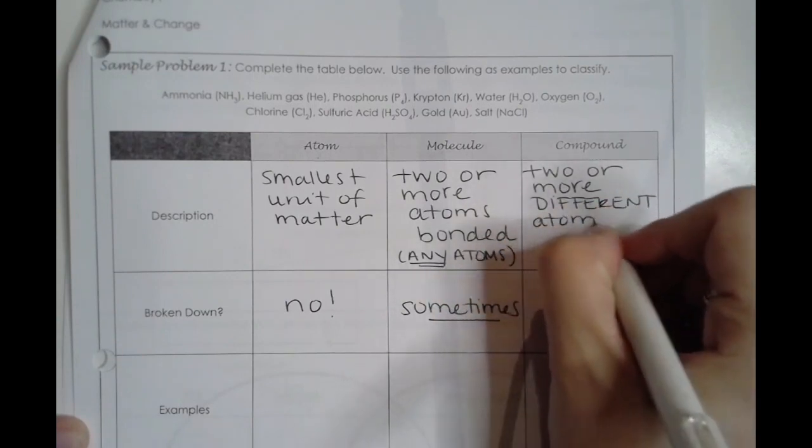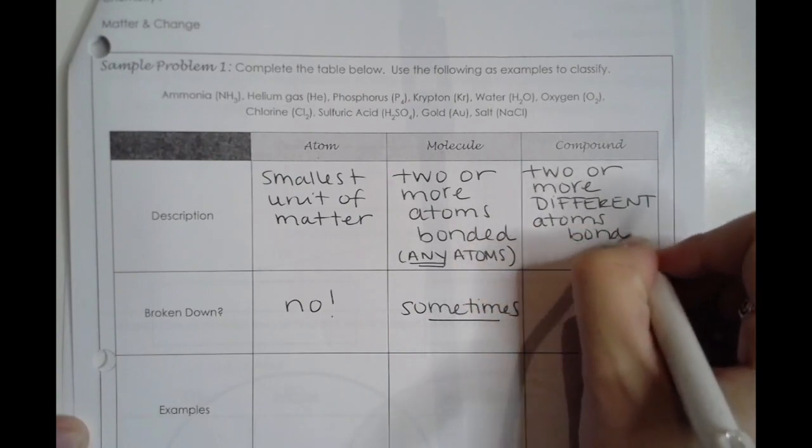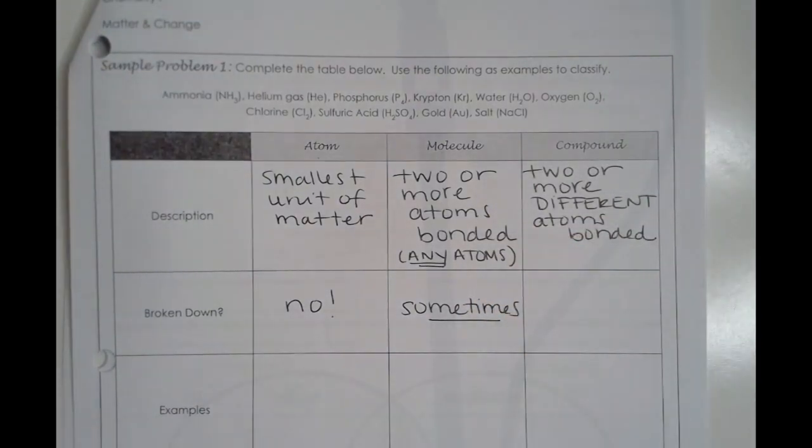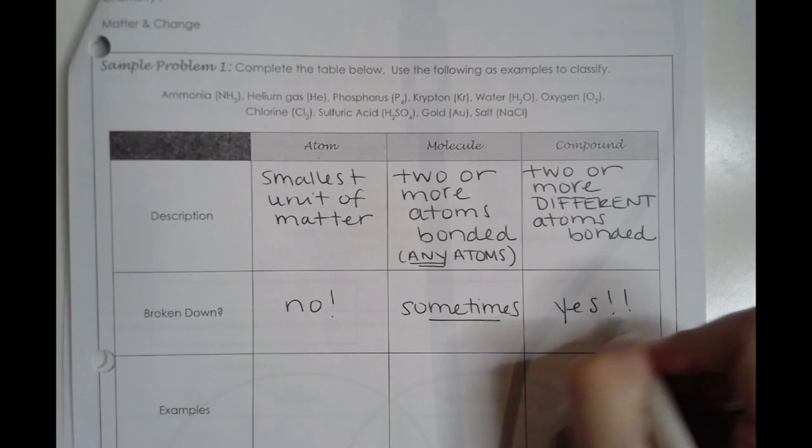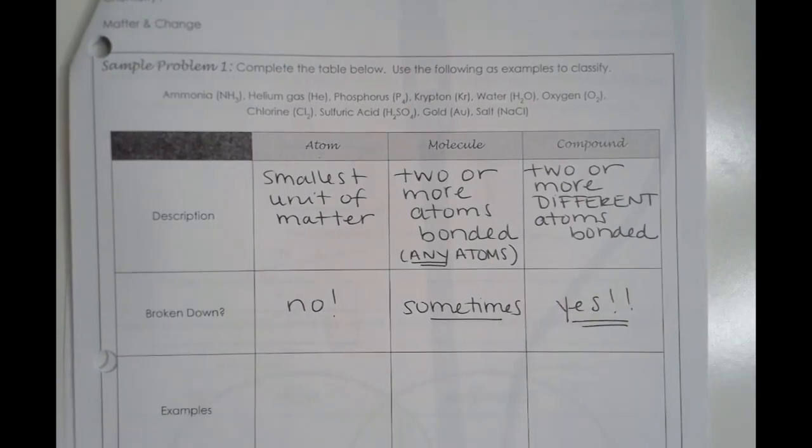So again, just because compounds are different doesn't mean that molecules are the same atom. Compounds must be different, whereas molecules can be different or they can be the same. Compounds can always be broken down. So yes, they can. Let's do some examples with these that are listed up here.